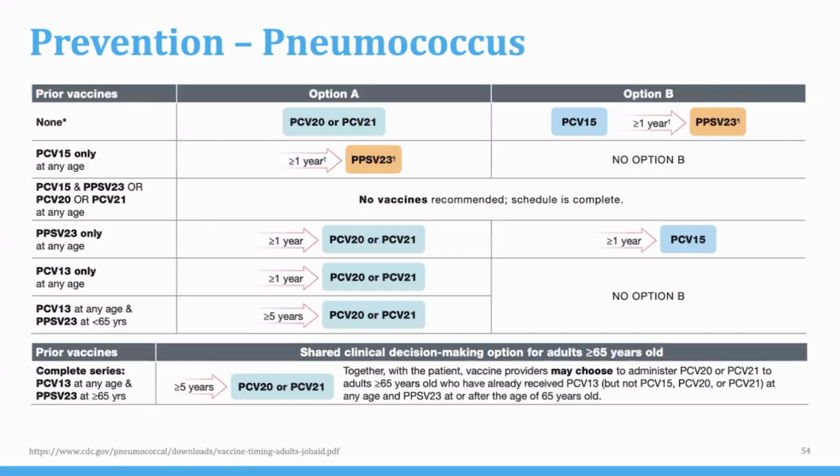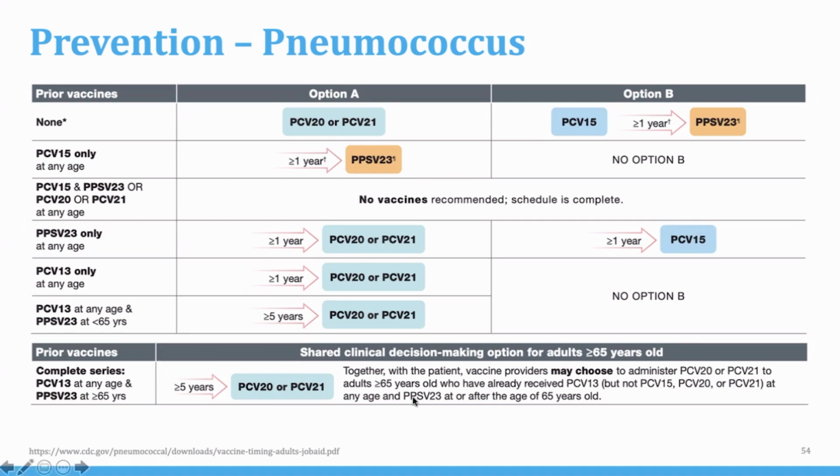So this is the current framework that's recommended by the CDC. As you can see, things are really simplified at this point. For most patients, you're going to use PCV20 or 21. The one time you'd consider the polysaccharide vaccine is if they previously received PCV15.